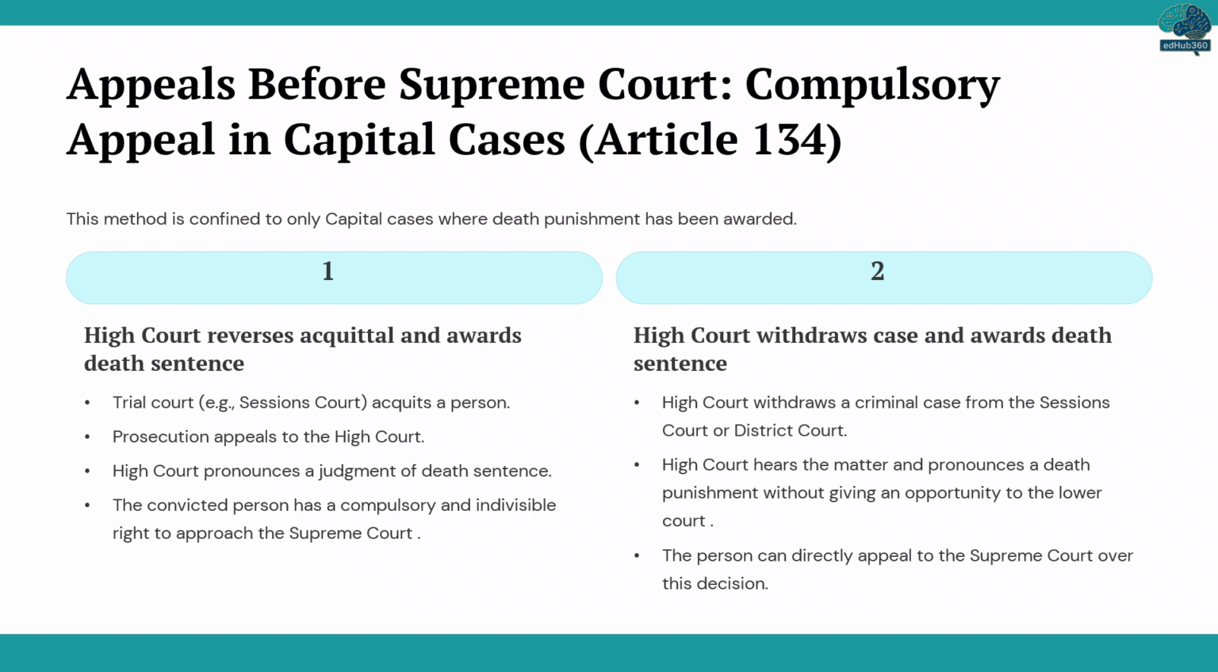The second scenario is when the High Court withdraws a criminal case from a lower court, such as a sessions or district court, hears the matter itself, and directly pronounces a death punishment without giving an opportunity to the lower court to decide. In this instance, the person can directly appeal to the Supreme Court over this decision.